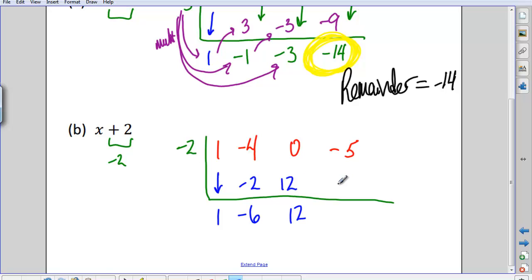Negative 2 times 12 is negative 24, and we get negative 29. And again, that is our remainder. So that's that. To answer the question, the remainder is negative 29.